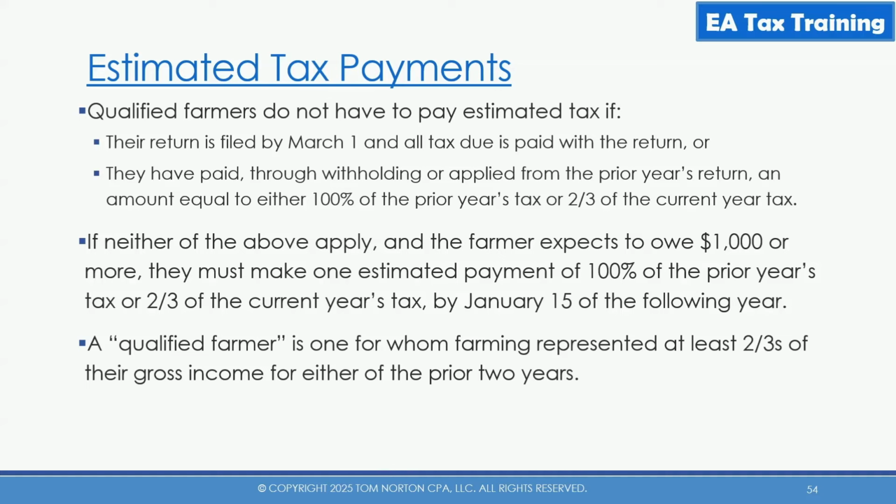So what they're saying is if you file by March 1st, and you pay everything that's due, then you're good. Or if you had withholding, maybe you've got a job plus you're a farmer, or maybe you had a refund last year that you applied to this year. Well, if that amount equals 100% of last year's tax or 2/3 of the current year's tax, then you're good to go, even if you don't file by March 1st. And then if those don't apply, but you expect to owe $1,000 or more, then you just have to pay by January 15th. One payment by January 15th. So you will want to know those rules for the exam.